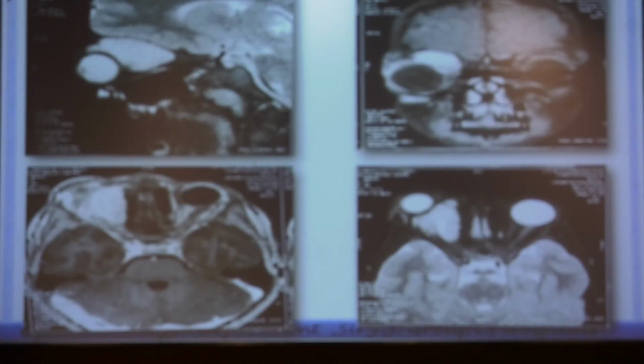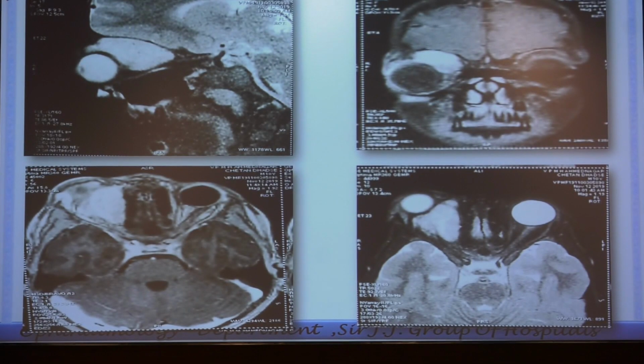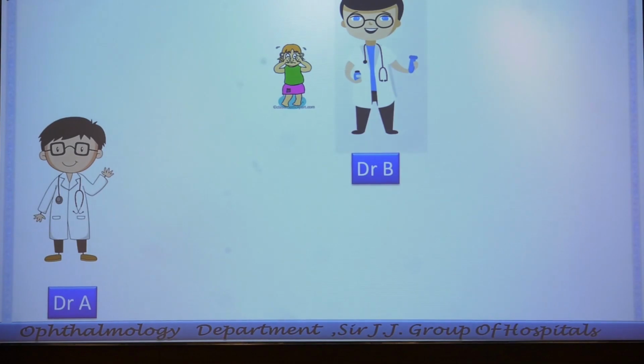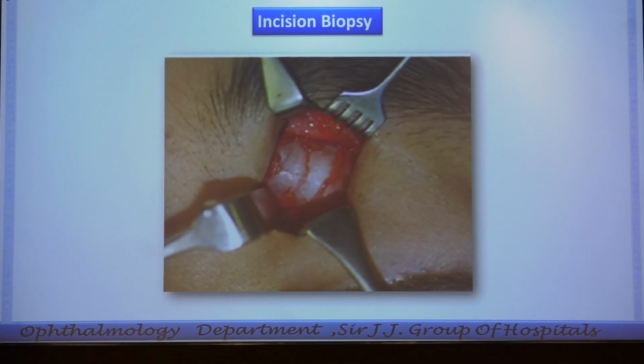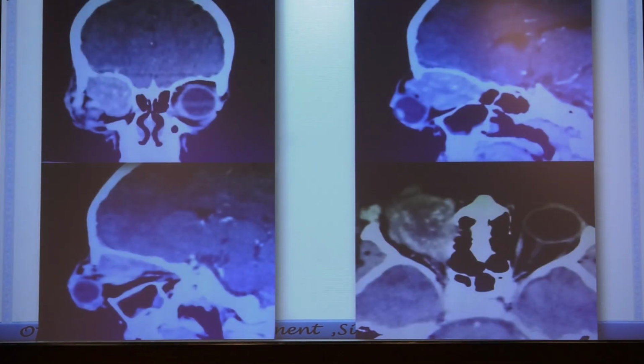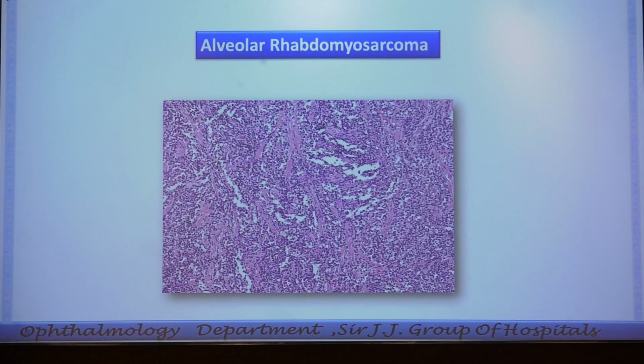After 7 days, the patient came back with a similar amount of proptosis. Dr. B got confused and thought, how come so much blood again, and what is the lesion that is recurring so fast? So Dr. B referred the patient to Dr. C, and then an incision biopsy was done. The biopsy turned out to be nothing but alveolar rhabdomyosarcoma. Later on, chemotherapy, radiation, everything was given.